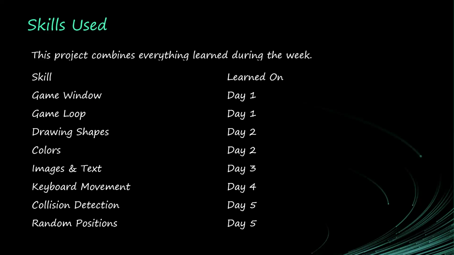Day one, we talked about the game window and the game loop. Day two, we started drawing shapes and did colors. Images and text in day three, keyboard movement in day four. So collision detection and random position is what we are going to be looking at in this class.